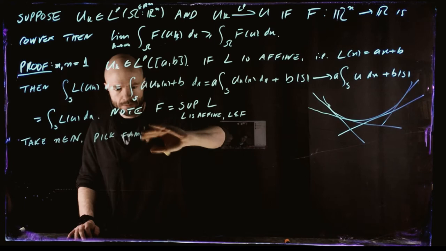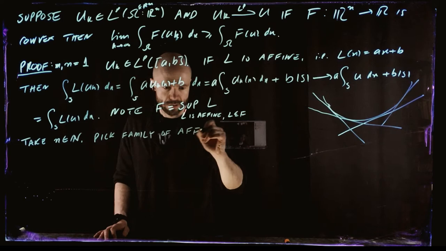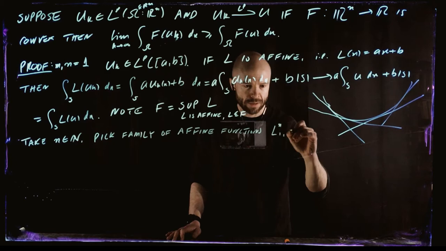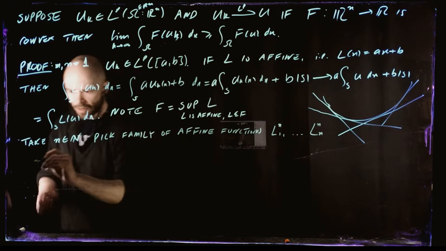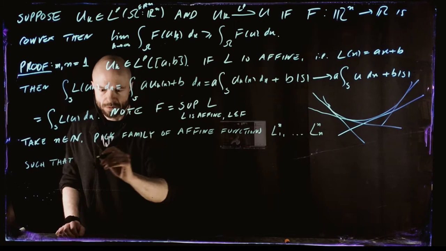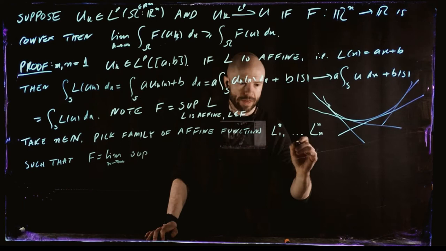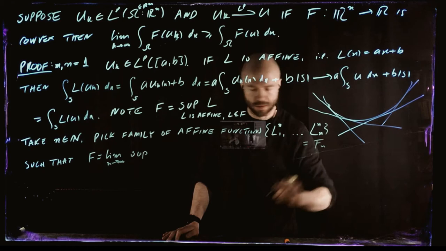Of affine functions, let's say L_n1 all the way up to L_nn, such that f is equal to the limit as n goes to infinity of the supremum of this affine family. Let's call them F_n. L belongs to F_n.